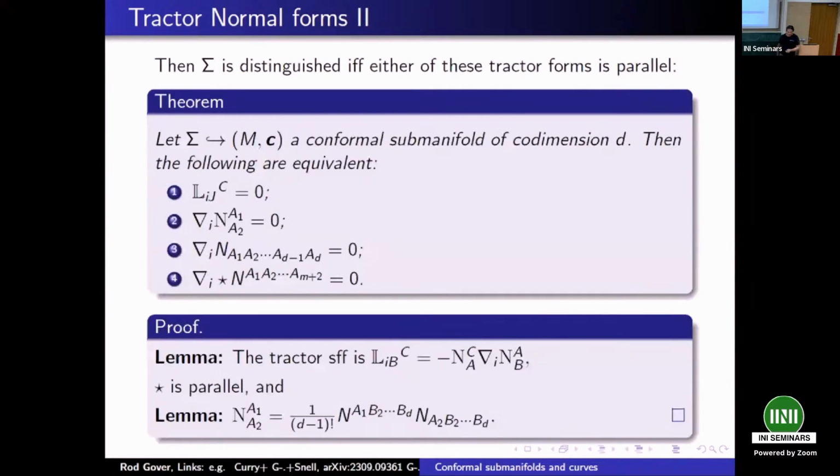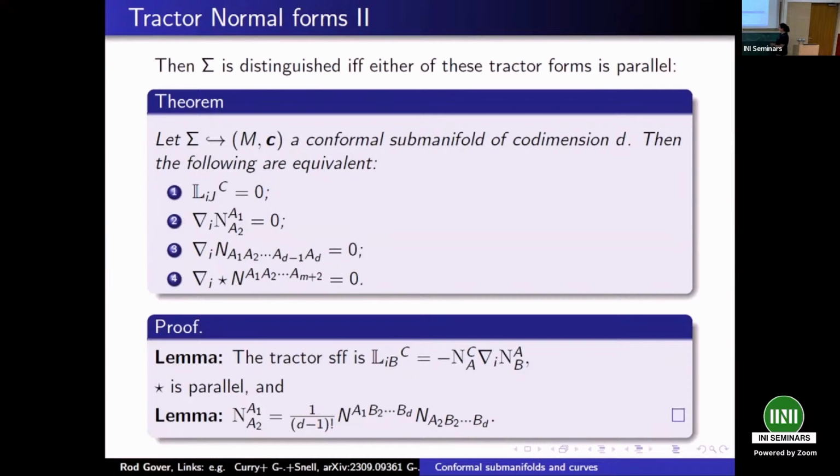Okay, so using these, we can now talk about distinguished submanifolds in many ways. Remember, a submanifold is said to be distinguished if the tractor second fundamental form is 0. Now, the claim is that that's equivalent to this normal projector being parallel. I could also have put that the tangential tractor projector is parallel as well. It's equivalent to this first type of normal form being parallel, or its Hodge star being parallel. So they're all ways of saying that it's distinguished.